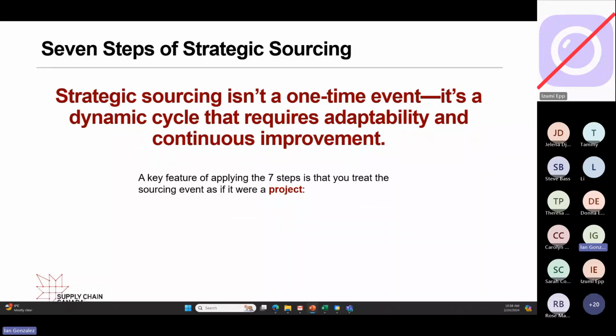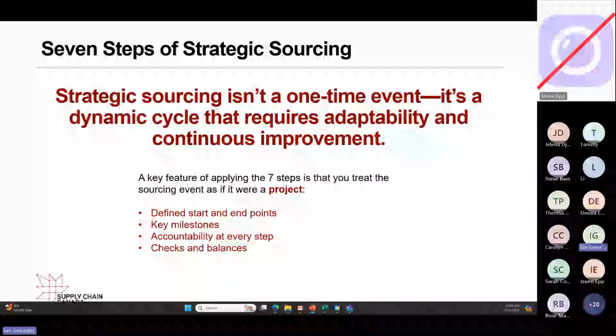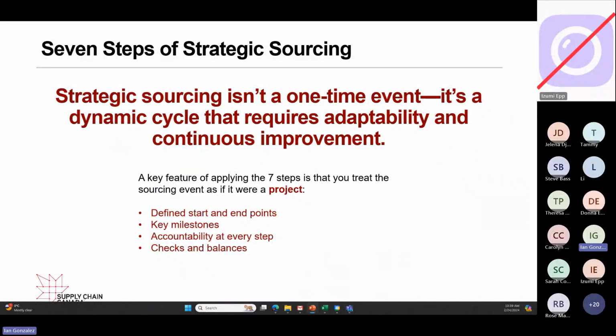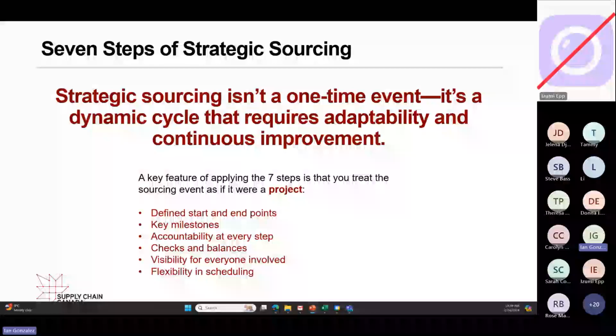You treat a source event or going to market as if it were a project, okay? And projects have defined start and end points. There are key milestones. There's accountability at every step. There are checks and balances built within these 7 steps. There's visibility for everyone involved in the sourcing activity. And finally, some flexibility in scheduling, as projects have. And the 7 steps make you think of sourcing activities that way, rather than we just go out to market, award the lowest bidder, and that be that, right?